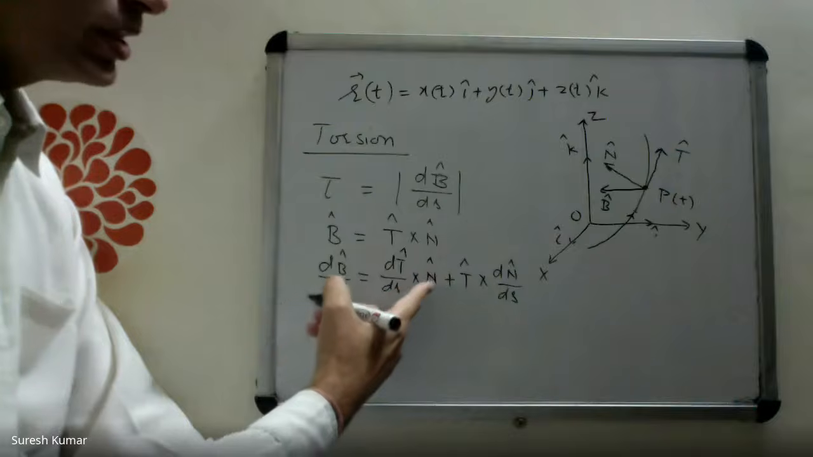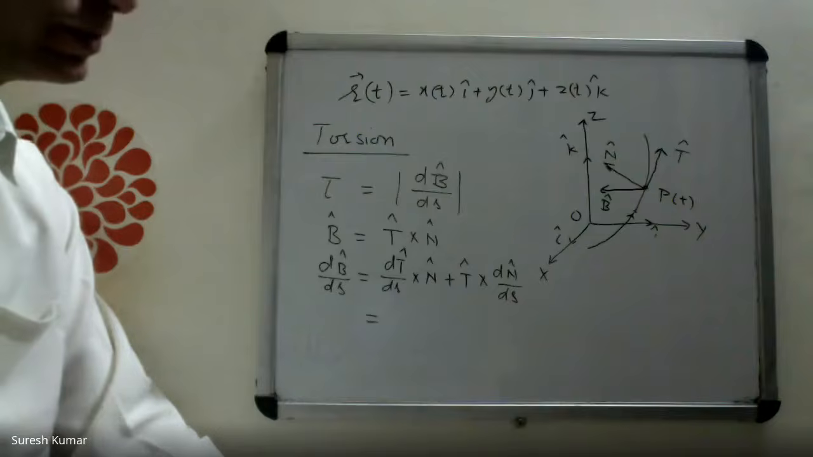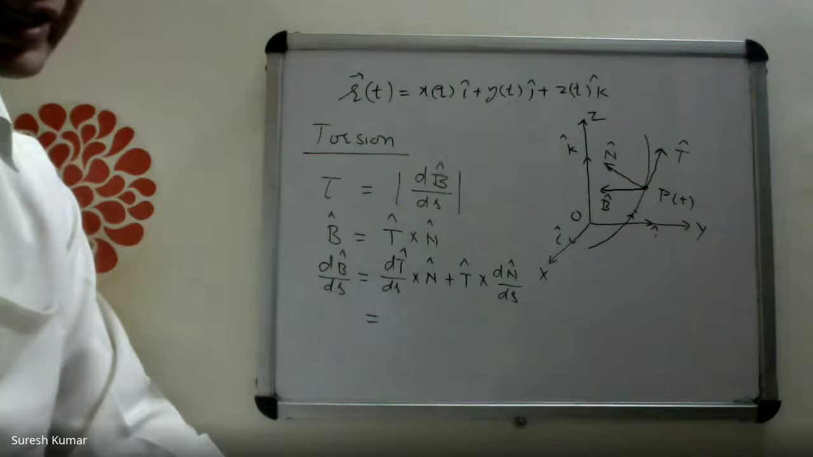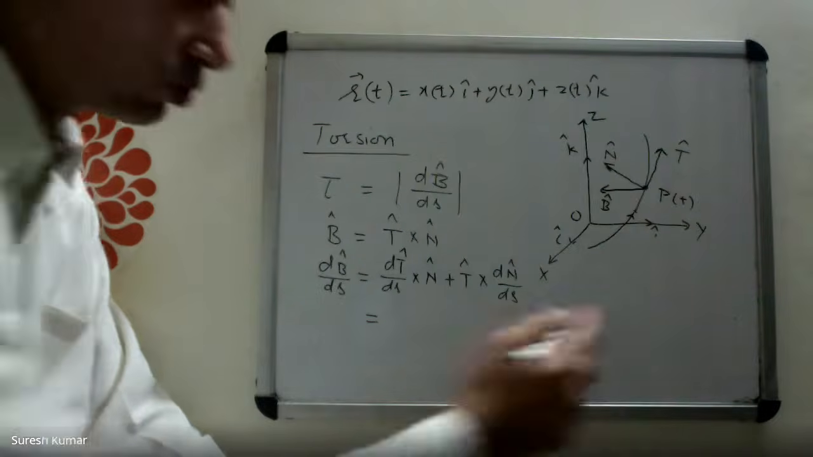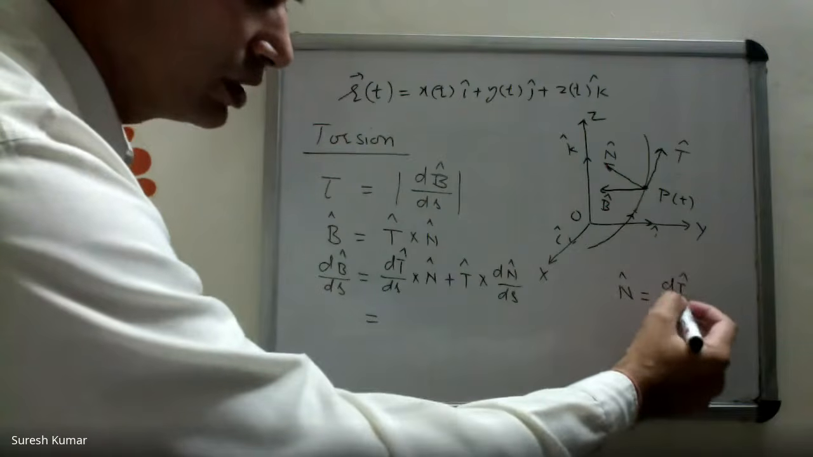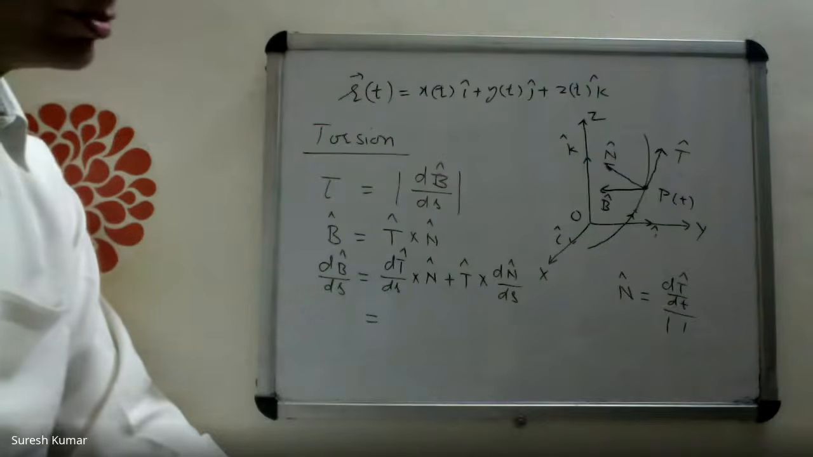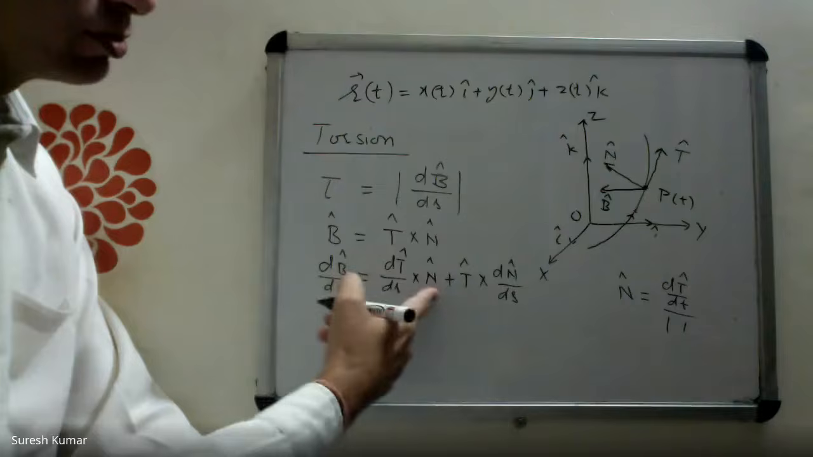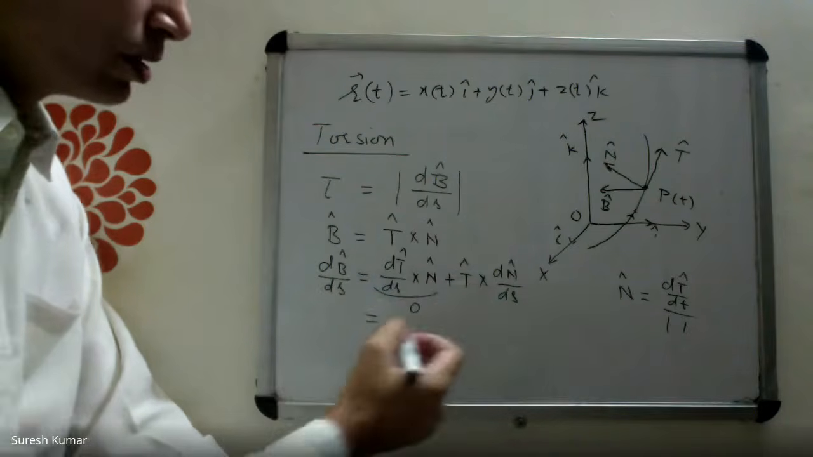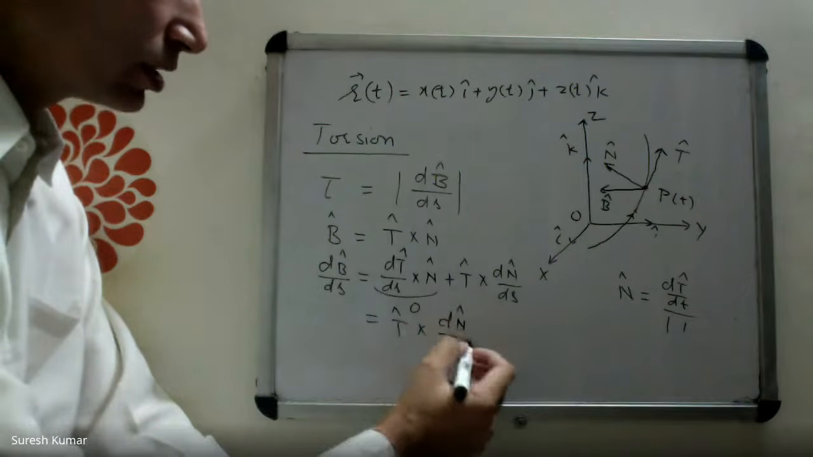dt cap over ds and n cap both have the same direction. Do you agree with this? Why? What is n cap by definition? dt cap over dt divided by its magnitude. So these have the same direction. So it means this cross product is 0. So what is left? T cap cross dn cap over ds.